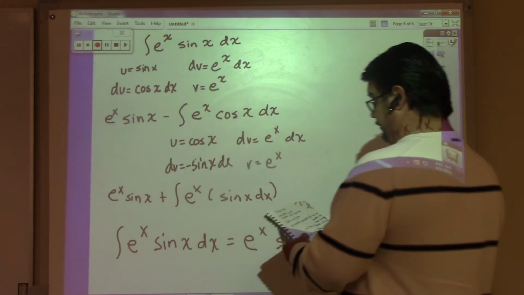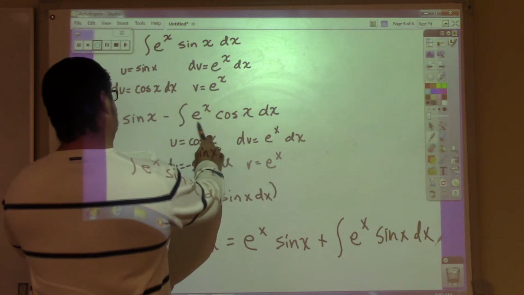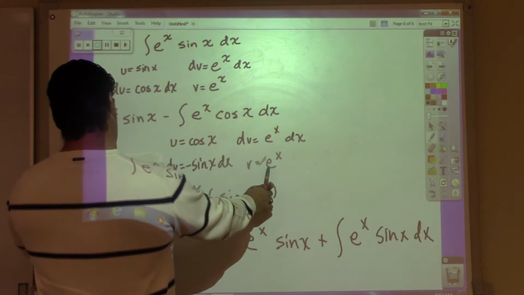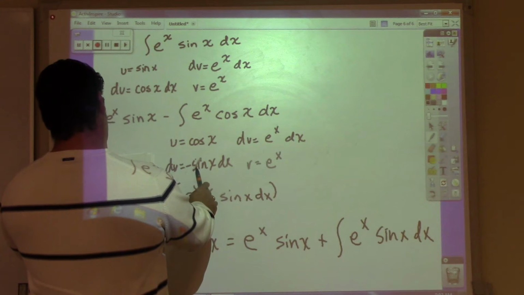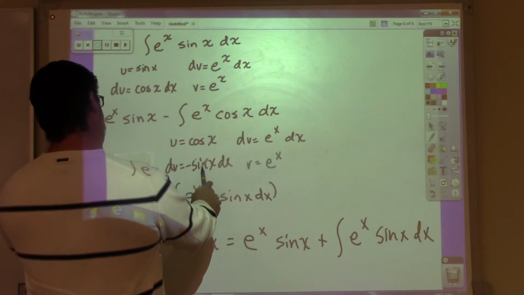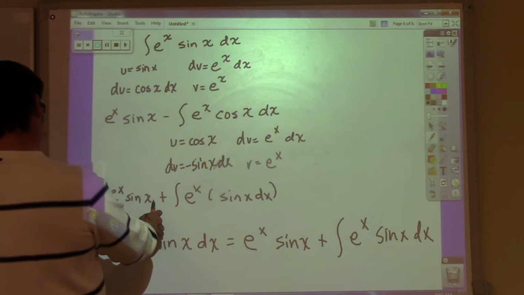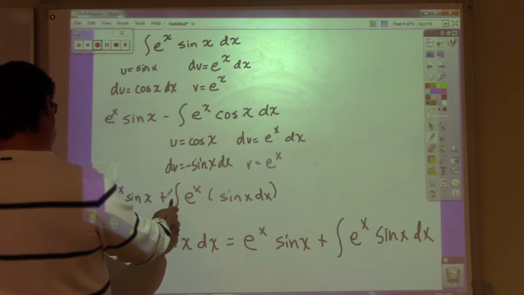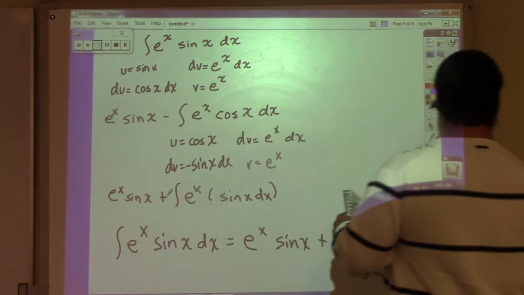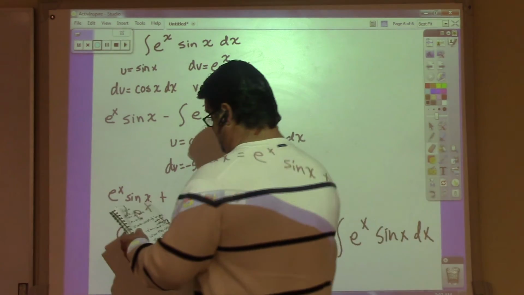Just go by my notes, that way I won't mess up. e to the x cosine of x. dv is e to the x, v is e to the x. du is negative sine of x. That will give me e to the x sine of x minus cosine x e to the x, correct? Is that what y'all were telling me?